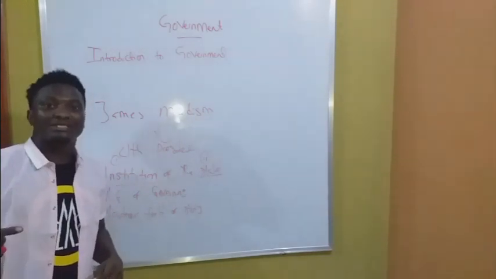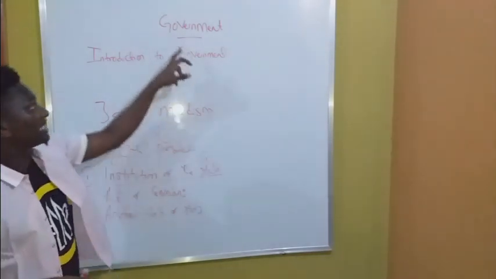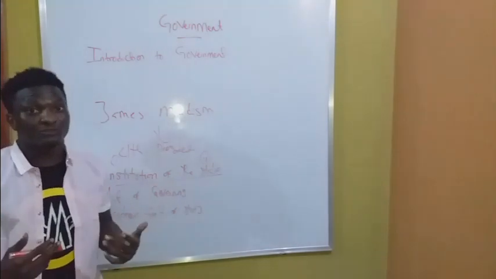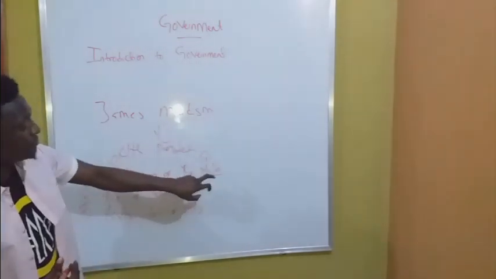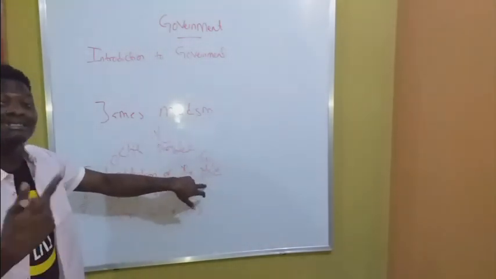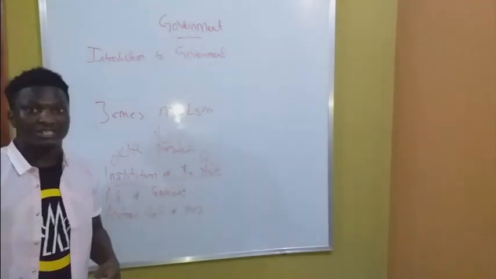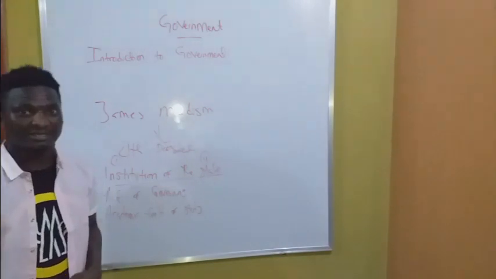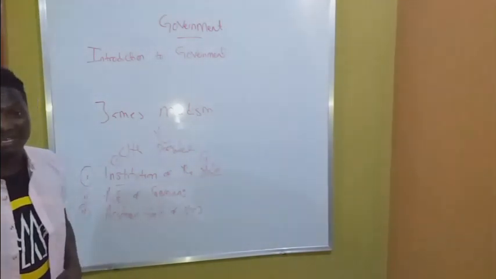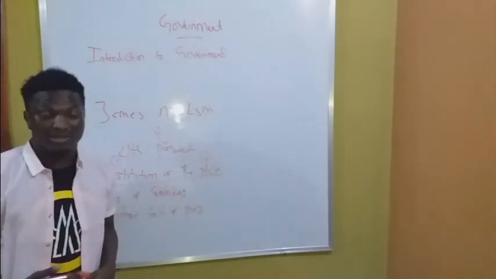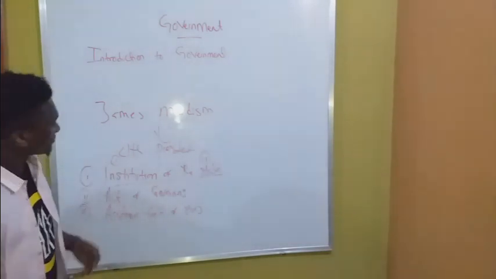So the third element that a state must possess is the element of what? Of government. So do not forget, the moment you remove government from the state, that state ceases to be called a state. In some parlance, it could be called a failed state or a collapsed state. Examples, we have Somalia, we have Sudan, we have Congo, among others.